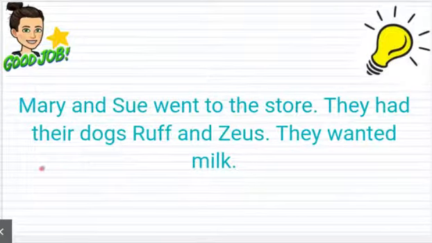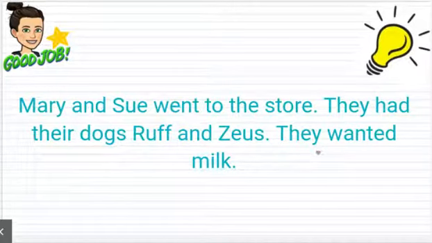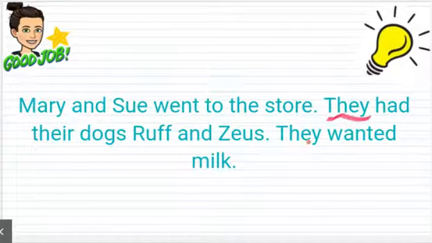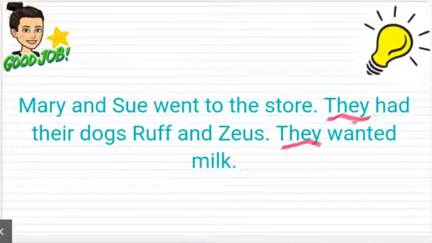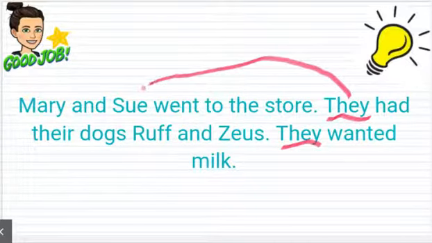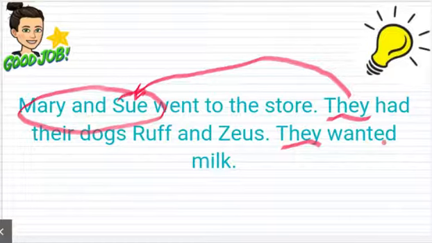So let's try here. Mary and Sue went to the store. They had their dogs Ruff and Zeus. They wanted milk. Now, in this case, we have two pronouns. We have they here, and we have they here. Let's look at this one first. So we go backwards in our writing for the last set of nouns that could be referred to as they. So from here, we look back, and we're talking again about Mary and Sue.